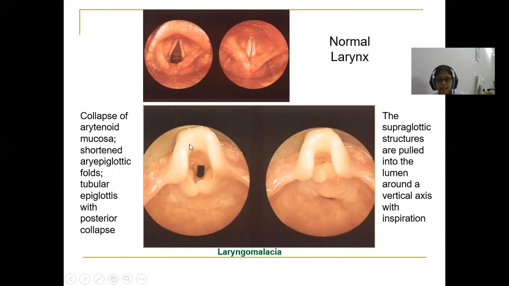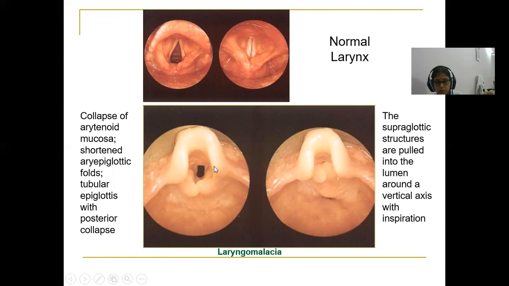So what exactly happens in laryngomalacia? There is collapse of arytenoid mucosa. As you can see, there is collapse of arytenoid mucosa, shortened aryepiglottic folds. It's almost a rudiment. If you see, aryepiglottic folds are shortened, and you see a tubular epiglottis. It's also called omega-shaped epiglottis.